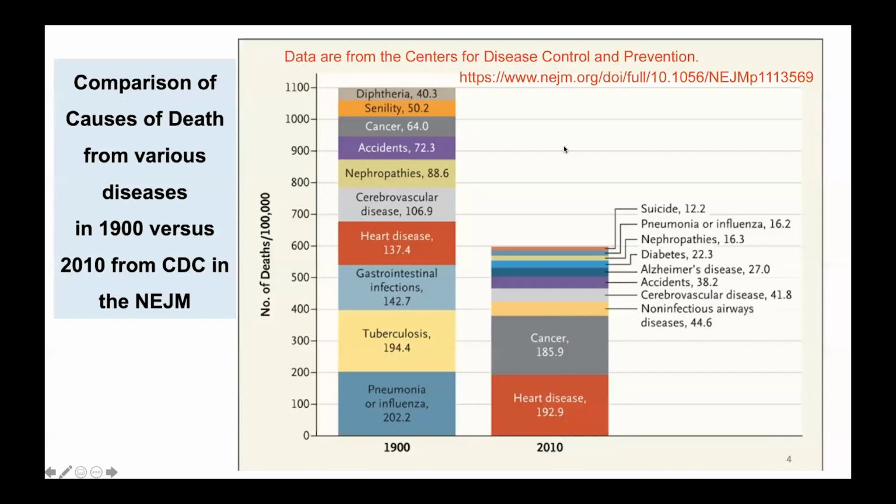As you can see from this next image, data compiled from the Centers for Disease Control and Prevention and published in the New England Journal of Medicine, in 1900 most of the deaths occurred due to infectious diseases. As you can see, gastrointestinal infections, tuberculosis, pneumonia, or influenza. Now in 2010, most of the deaths in humans occurred because of cancer or heart disease. Heart disease is the primary cause, and infectious diseases have fallen to a very small percentage.